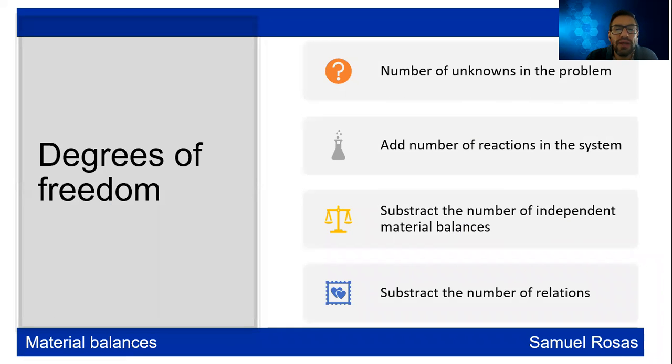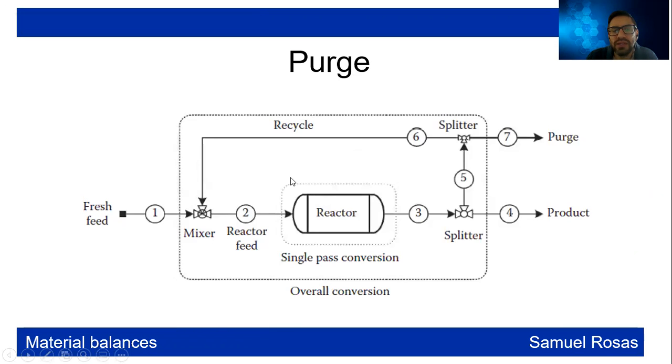And for the degrees of freedom analysis, we have the number of unknowns in the problem, as usual, but now we have to add the number of reactions in the system. Then subtract the number of independent material balances, and of course, subtract the number of relations. So now we have to add these reactions in order to determine the degrees of freedom, because now we're once again in a multi-unit process where we have mixers, splitters, etc.